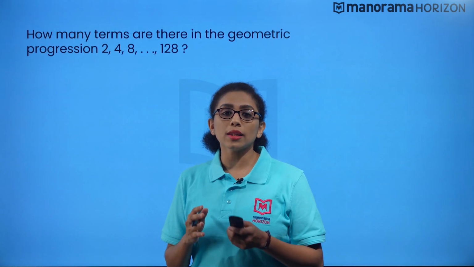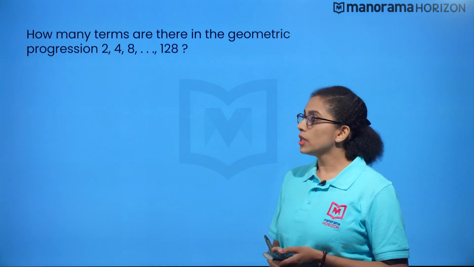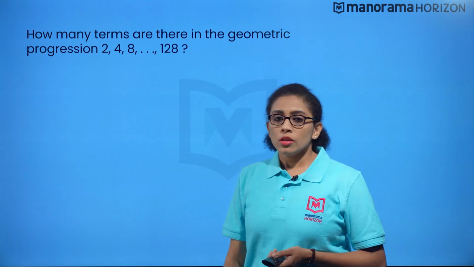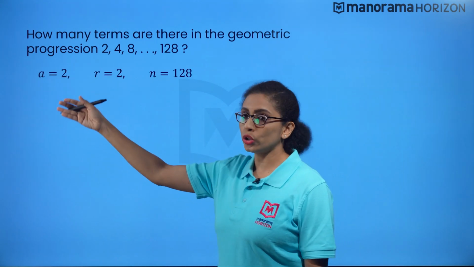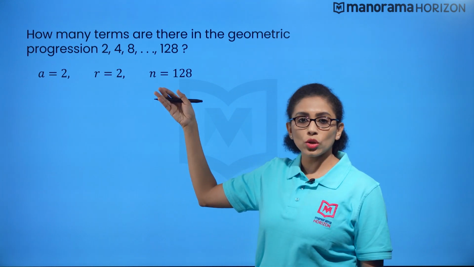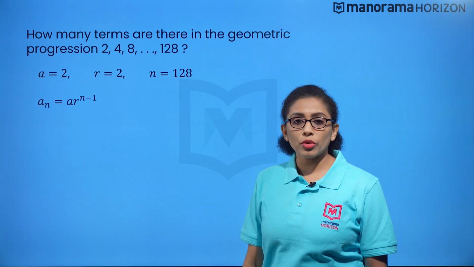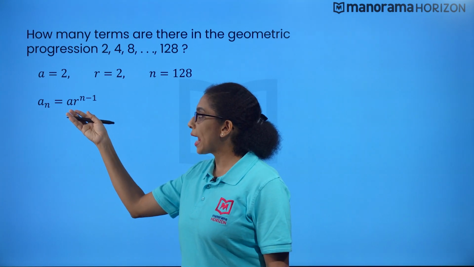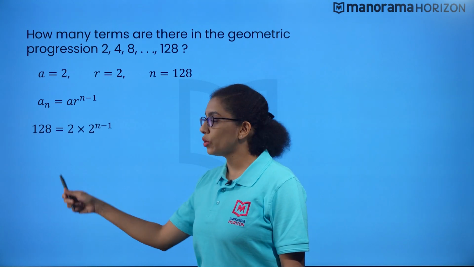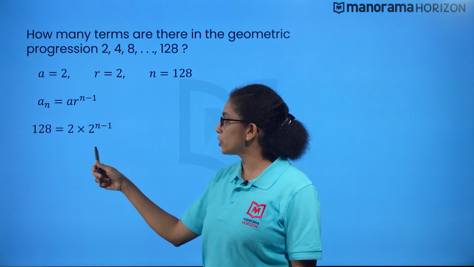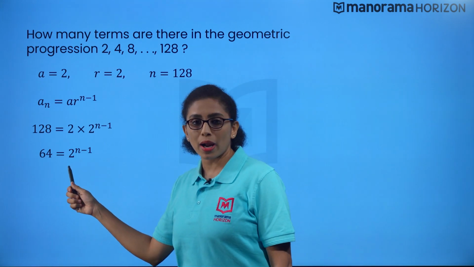How many terms are there in the geometric progression 2, 4, 8, etc. up to 128? So, in this particular sequence, as per the given data, we can write a equal to 2, r equal to 2, and the last term equal to 128, which is the nth term. Now, the formula for the nth term of a GP is given by a_n is equal to a into r raised to n minus 1. Substitute the values, we get 128 is equal to 2 into 2 raised to n minus 1. From there, we get 64 is equal to 2 raised to n minus 1.